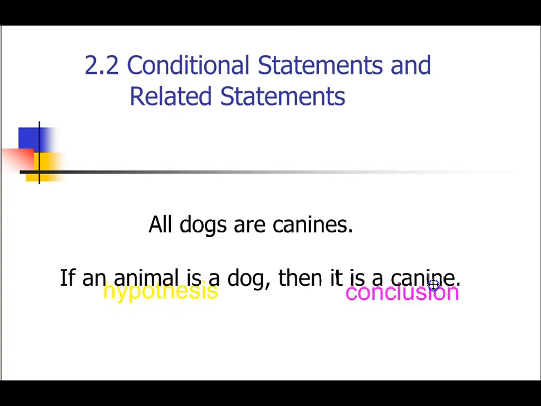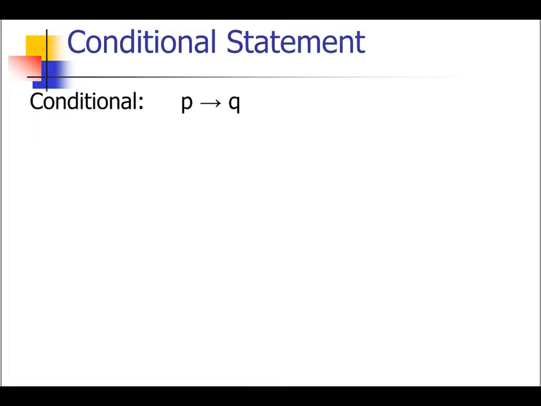The conclusion, the dog's a canine, the animal's a canine. That is a conditional statement. So let's see about some other conditional statements that can be formed. If you have a given conditional statement, if P then Q, and you switch the hypothesis and the conclusion, you would have the converse.